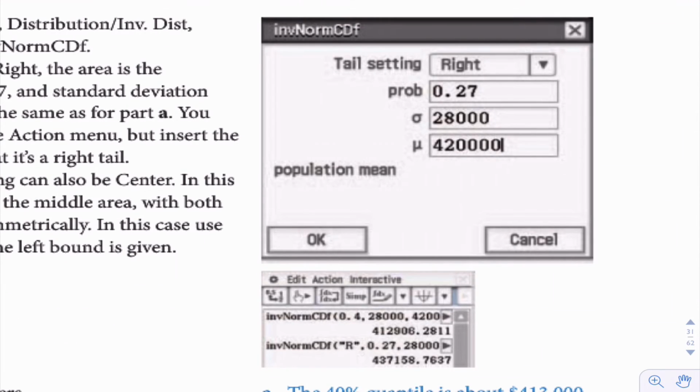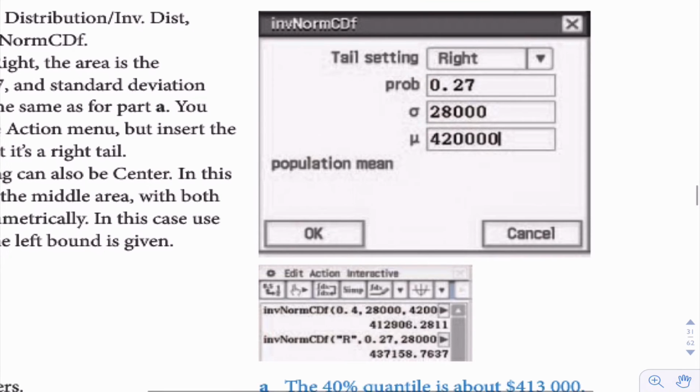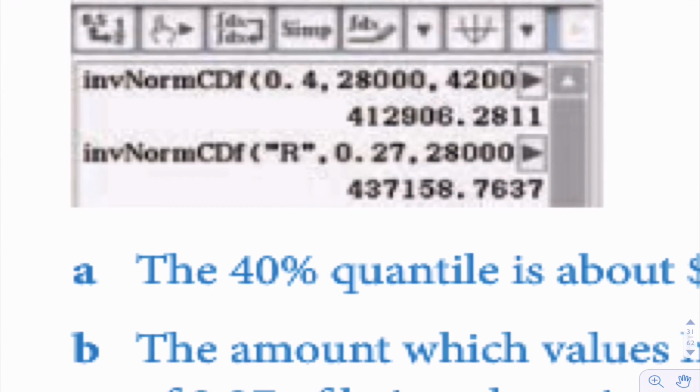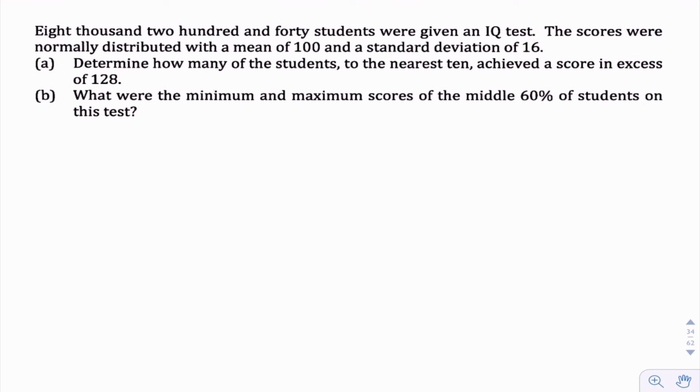So here the tail setting is right, probability 0.27, standard deviation, mean, put it all in your calculator. I think this is pretty boring because you just do it on your calculator. You don't have to do all the hard work. And you get $437,158.76.